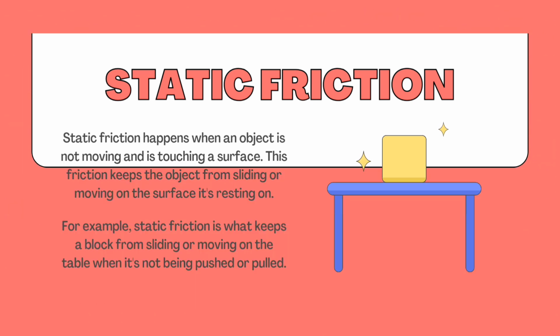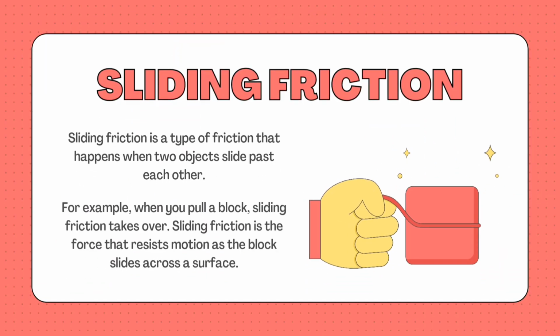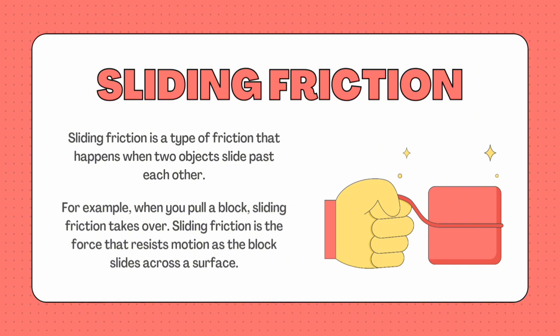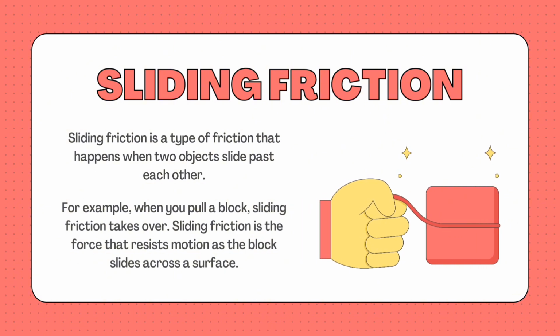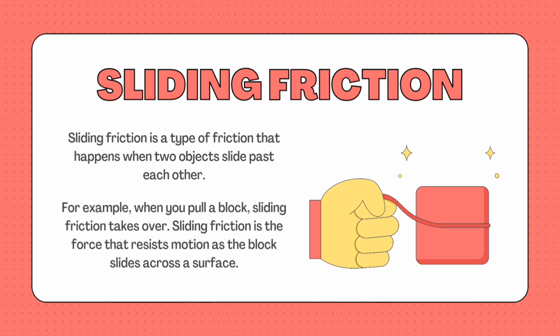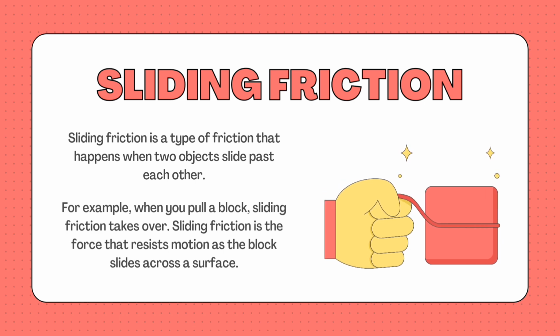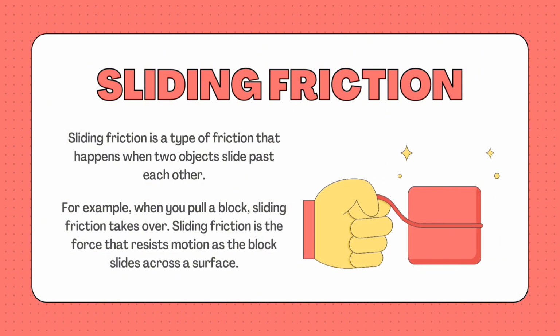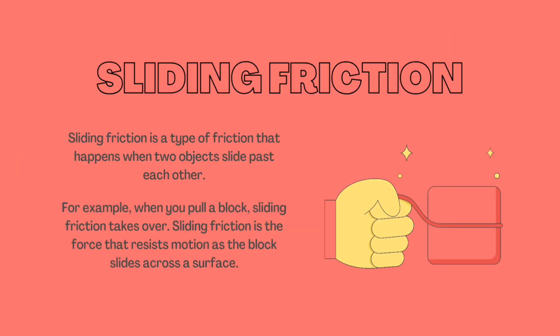Next comes sliding friction. Sliding friction acts when one object slides over another. Imagine you push that book across the table. Now it starts moving, but slowly. Why? Because sliding friction is resisting the motion and saying, I won't let you slide so easily. That resistance you feel, that's sliding friction.